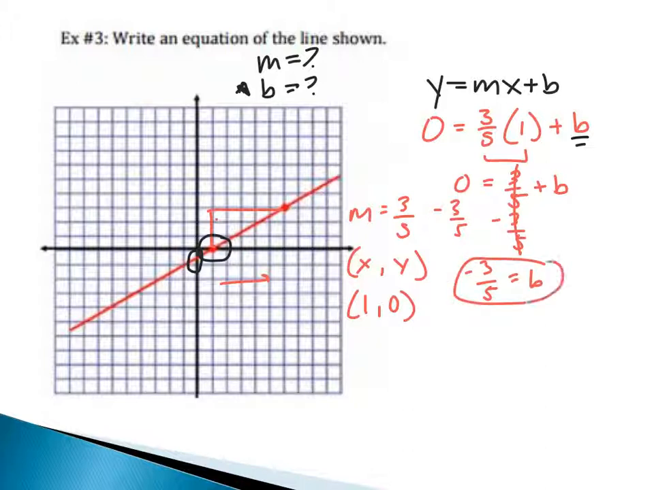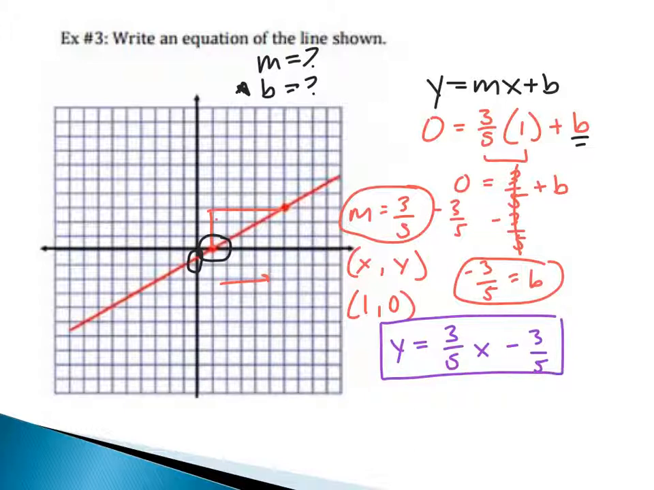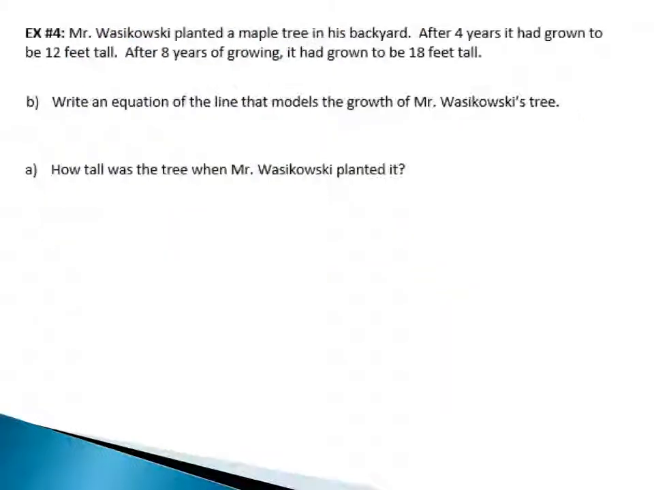But now I know what b is. So I figured out my slope from the graph. I figured out my b from calculating it. So therefore, when I plug it into my equation, I'm going to have y equals 3 over 5 x minus 3 over 5. And there's my equation. I know you got fractions there, but again, the whole point of this is you have to solve for b and not estimate b. All right, last example here that I'm going to go through with you.